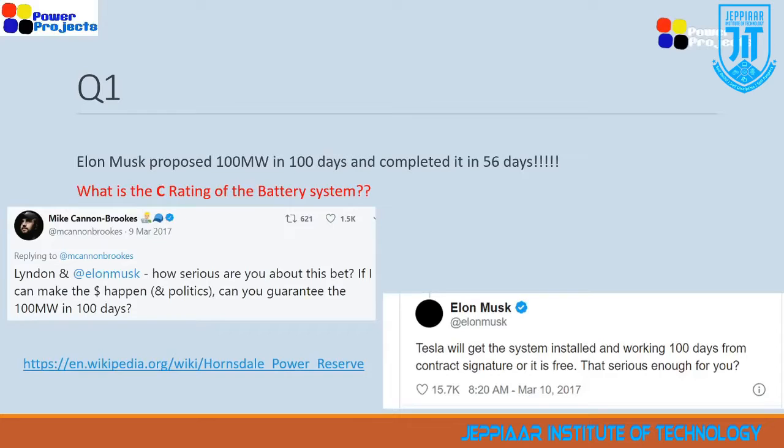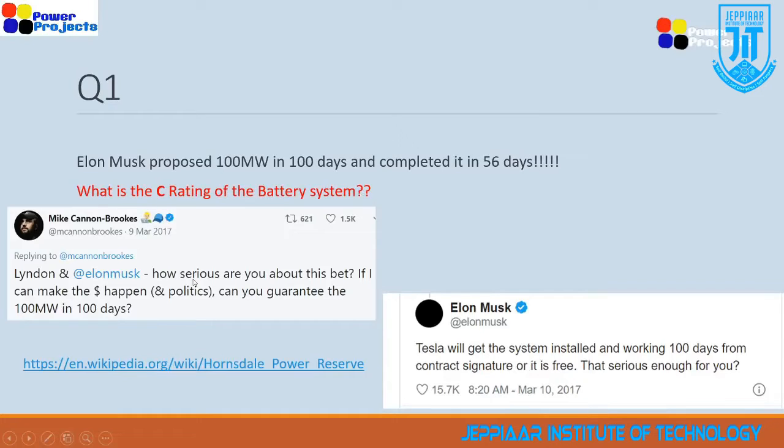Everyone might be aware of this project. Elon Musk from Tesla proposed 100 megawatt in 100 days, and it was completed in 56 days. That's in Australia. The question is, what is the C rating of the battery system? If you do not know what the C rating of a battery system is, then probably go back and find out.